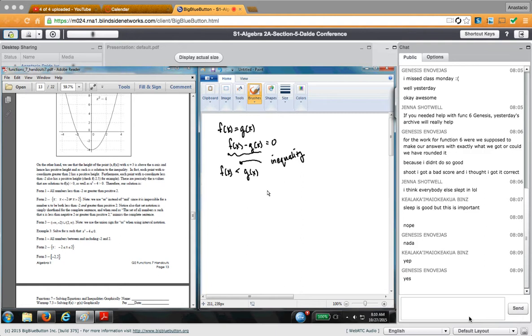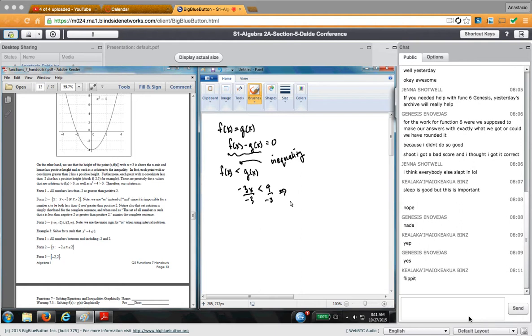And just as a quick reminder, I don't know if you remember this, but if I had something like negative 3x is less than 9 or something like that, if I want to get x all by itself, I divide both sides by negative 3. When I divide both sides by a negative number and I'm dealing with an inequality, do you guys remember what you have to do? You have to flip it. Yeah, exactly. So it would be x is greater than negative 3.